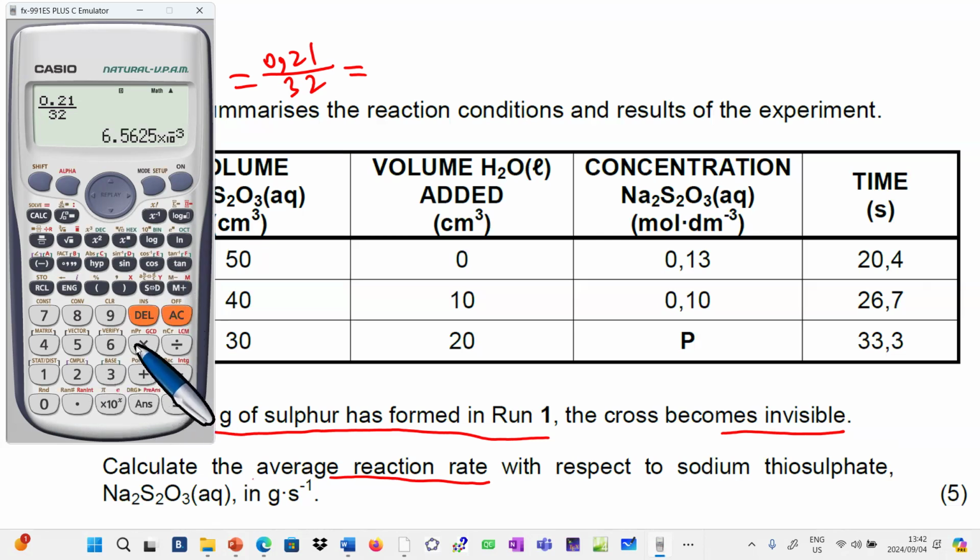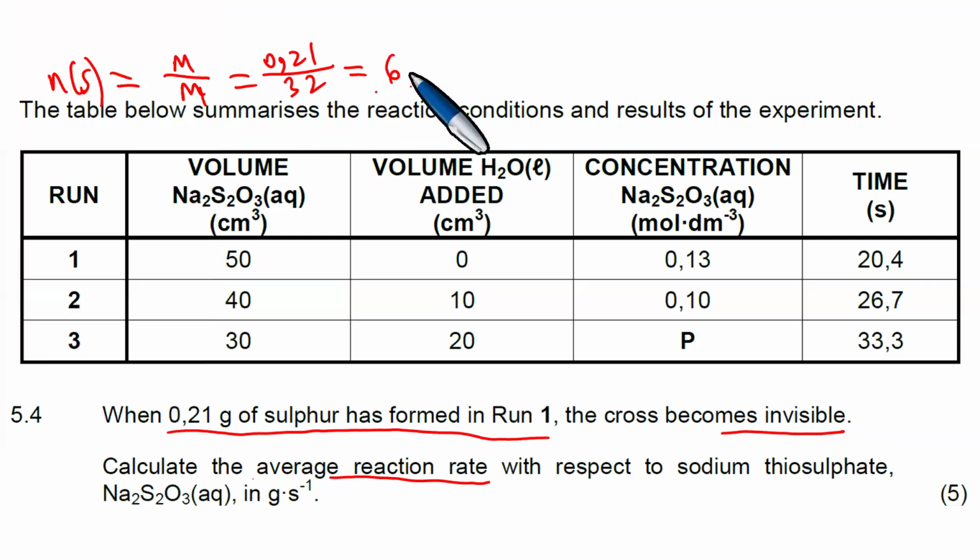We're getting 6.5625 times 10 to the minus 3, so 6.56 times 10 to the minus 3 moles. Because we know the molar mass of sulfur from the periodic table, which is 32 grams per mole, we can now calculate the average reaction rate with respect to sodium thiosulfate.